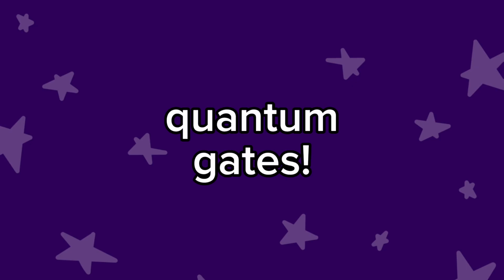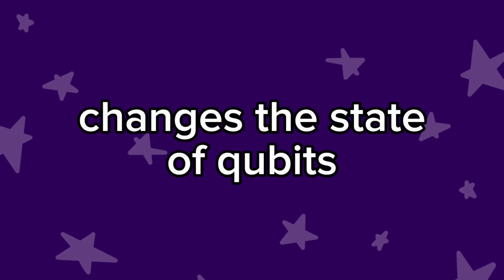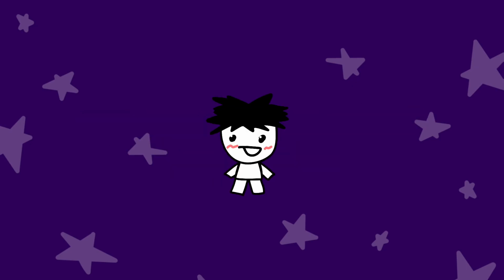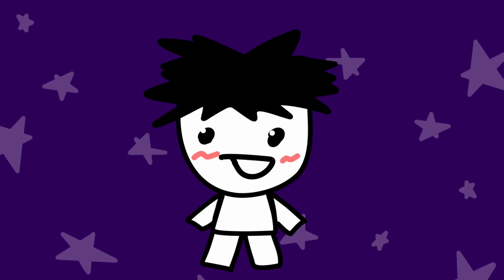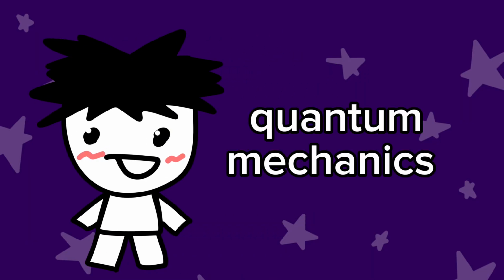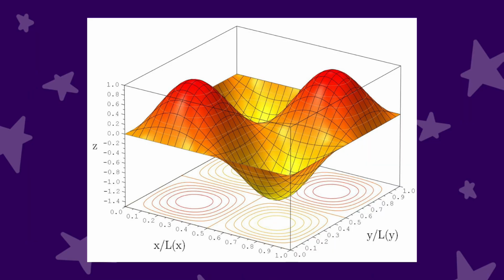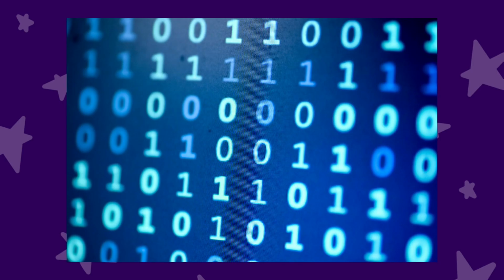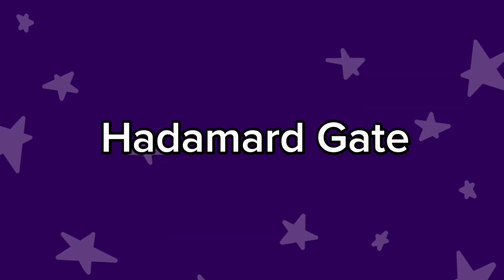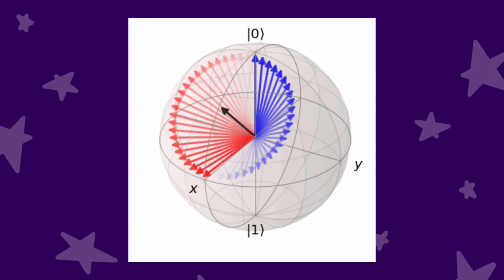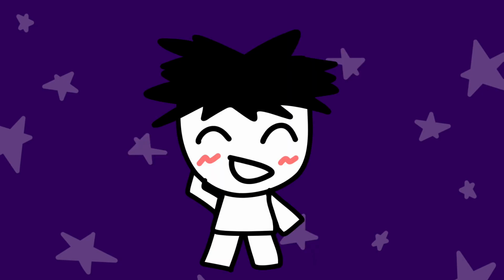A quantum gate is an operation that changes the state of one or more qubits. These operations are based on the mathematics of quantum mechanics, and they manipulate probability amplitudes rather than these simple binary values. One of the most famous quantum gates is what we call the Hadamard gate. When applied to a qubit, it places a qubit into superposition. Basically, it transforms a definite state into a combination of states, allowing the quantum computer to explore multiple computational paths at once.